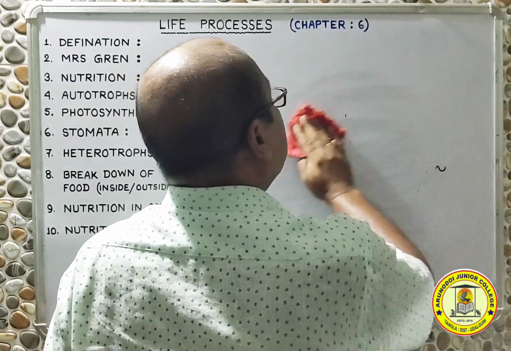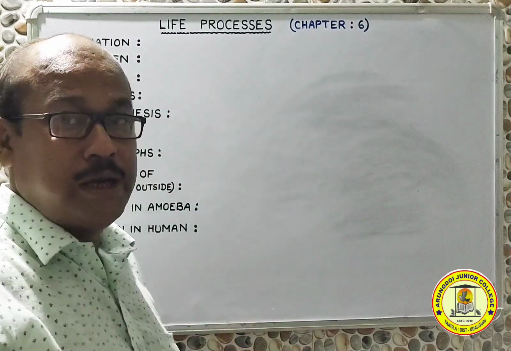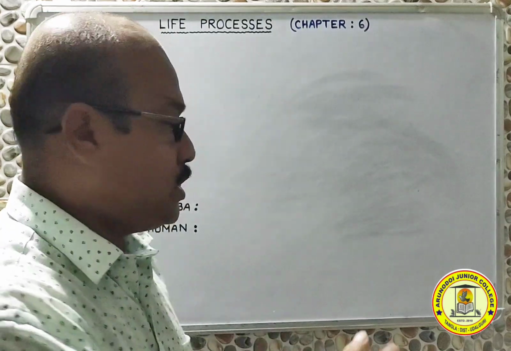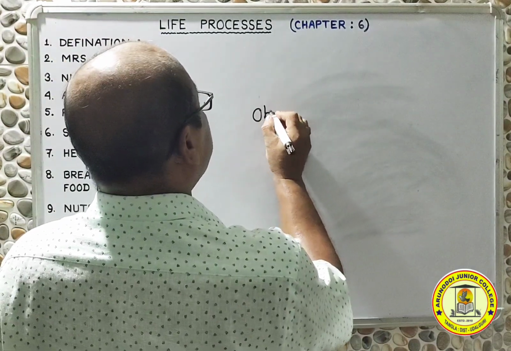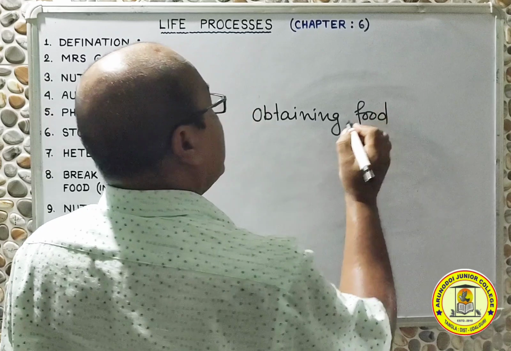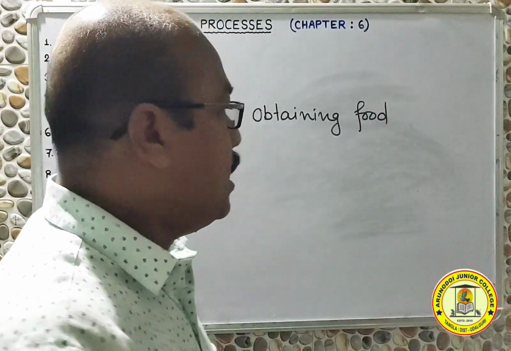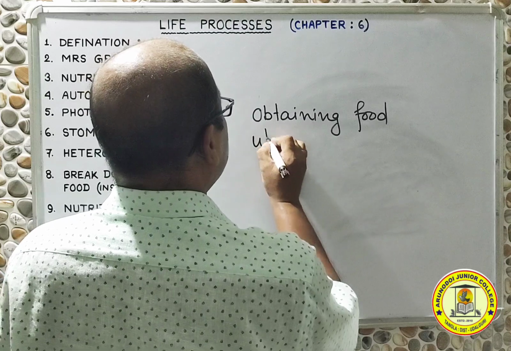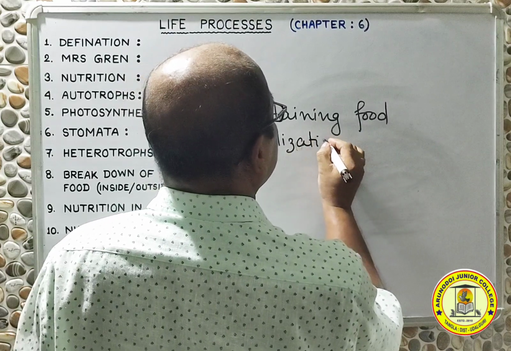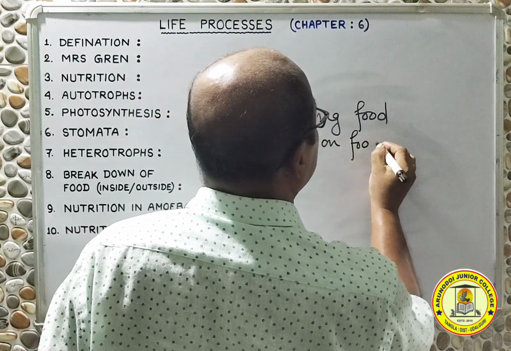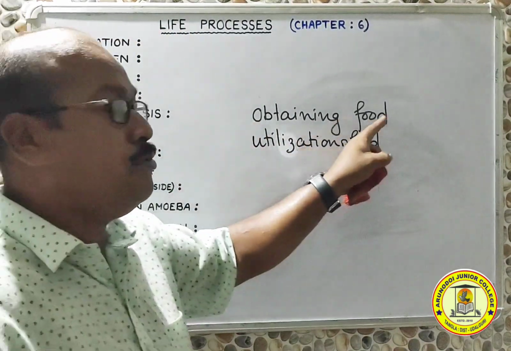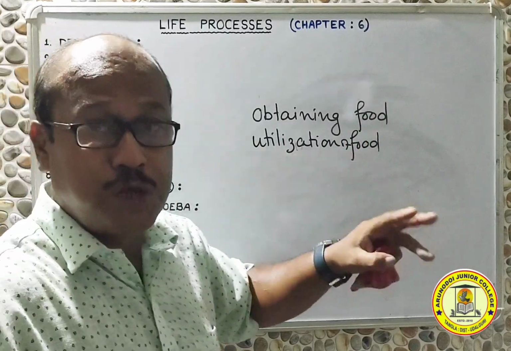So obviously the question will come to your mind, what is actually nutrition? Nutrition is a broad term. It is a combination of processes. Number one is obtaining food. The first step is that a living organism has to obtain food, and after obtaining food, it has to utilize it. So obtaining food is the first thing, and after the food is obtained, then the organism has to utilize the food.